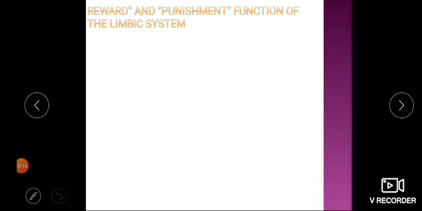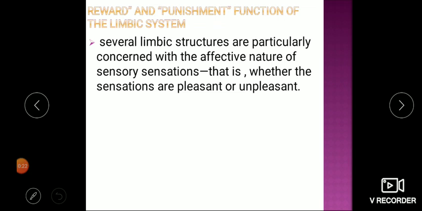Apart from that, a very important aspect in learning is basically reward and punishment. Several limbic structures are particularly concerned with the affective nature of sensory sensation, that is, whether the sensations are pleasant or unpleasant. Simply observe a small baby who is trying to stand and walk. We are always giving some incentive. Come on, take this toy. Come on, take this chocolate. Then he starts coming and walking, trembling, and he takes the chocolate. Second time again. So this is the reward which promotes the child to stand and walk and get that chocolate.